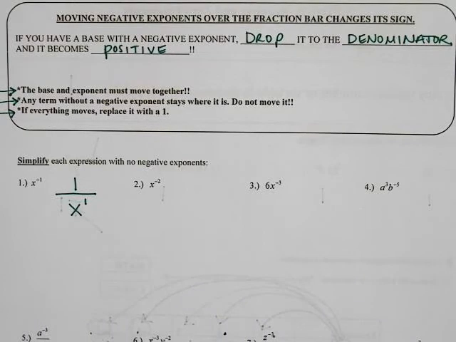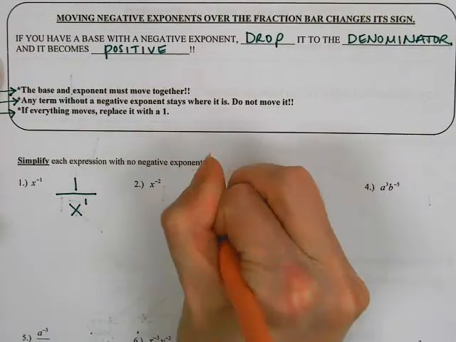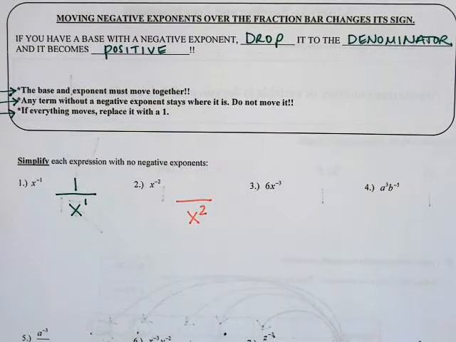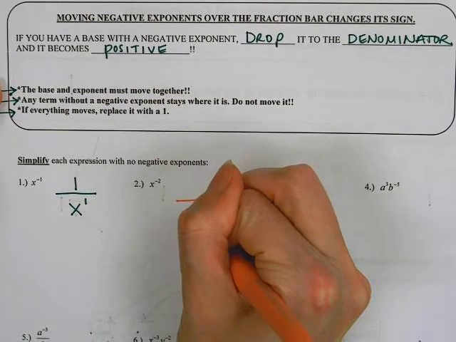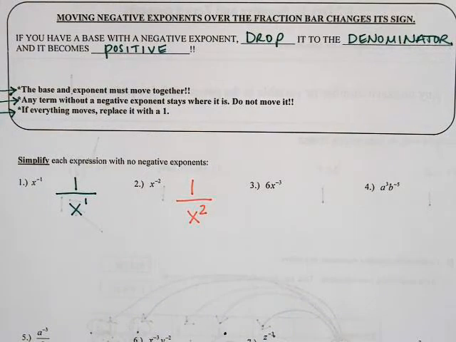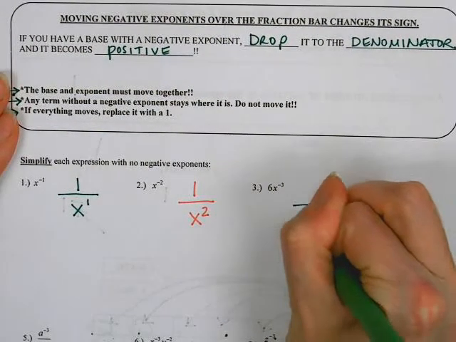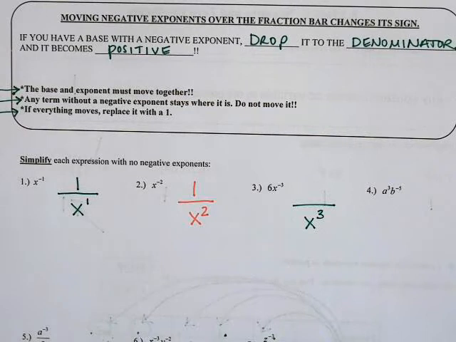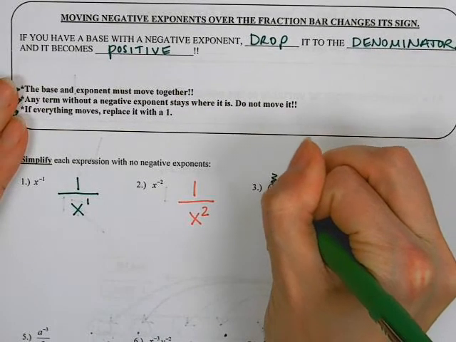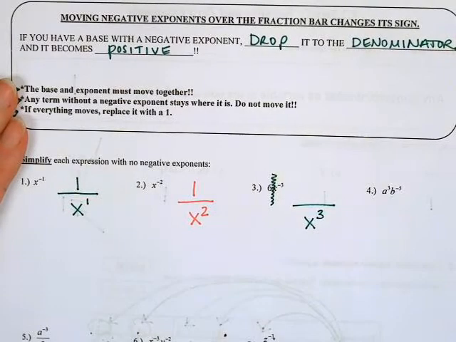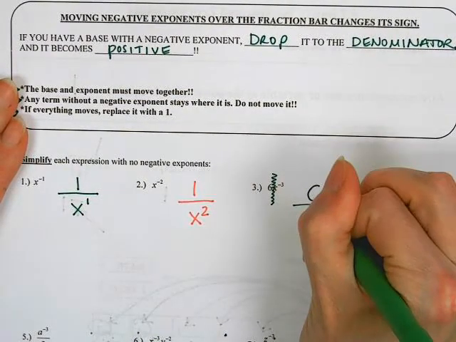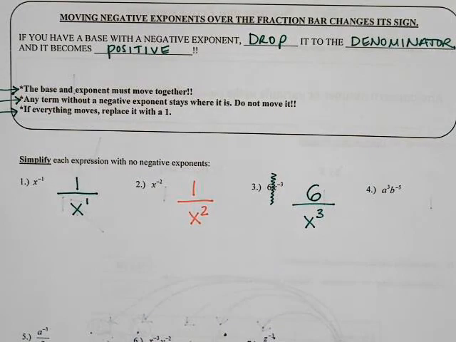All right, let's try 2. If your base has a negative exponent, you need to drop it to the denominator, and it becomes positive. And if it all went down, you have to put a 1. Okay, number 3. If you have a base with a negative exponent, you drop it to the denominator, but that 6 is not connected. It is not attached to the negative exponent, so it gets to stay put. So we don't need a 1 on this one because we have a 6.